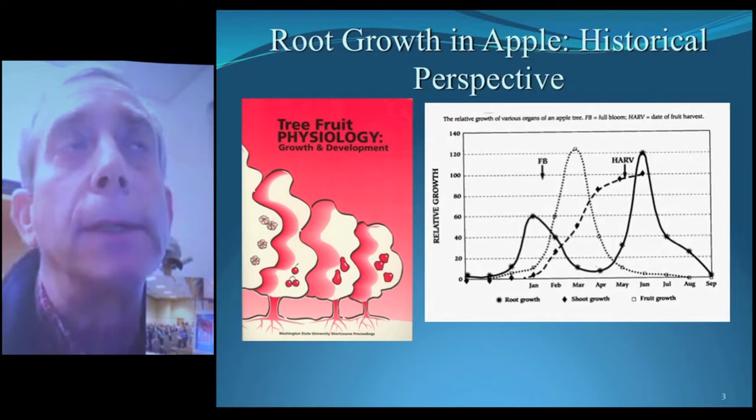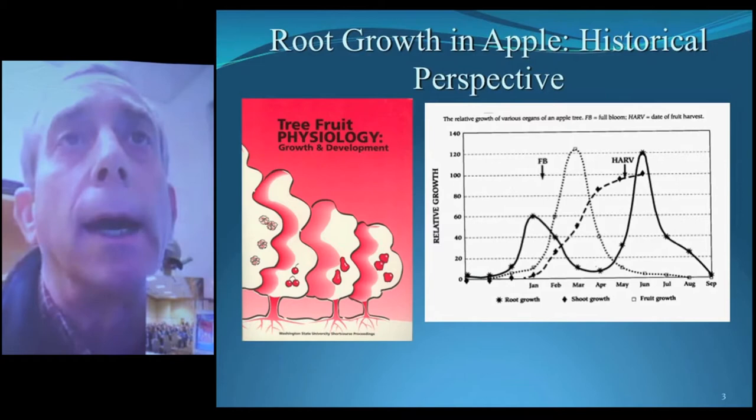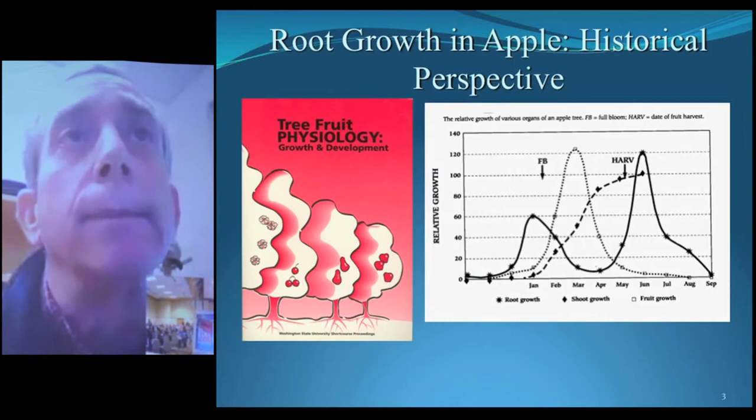This was in Tree Fruit Physiology, an older book that was put out actually by Washington State University Short Course, and in which I think it was Kurt Rahm described patterns of root growth. The solid black line with the asterisk indicates root growth timing in the year in relation to above ground, where FB is full bloom and H is harvest. And he was emphasizing the idea of a bimodal distribution where roots were growing in the spring and the fall when it wasn't competing with shoot growth and fruit production. And that's really been a very common notion for many, many years.